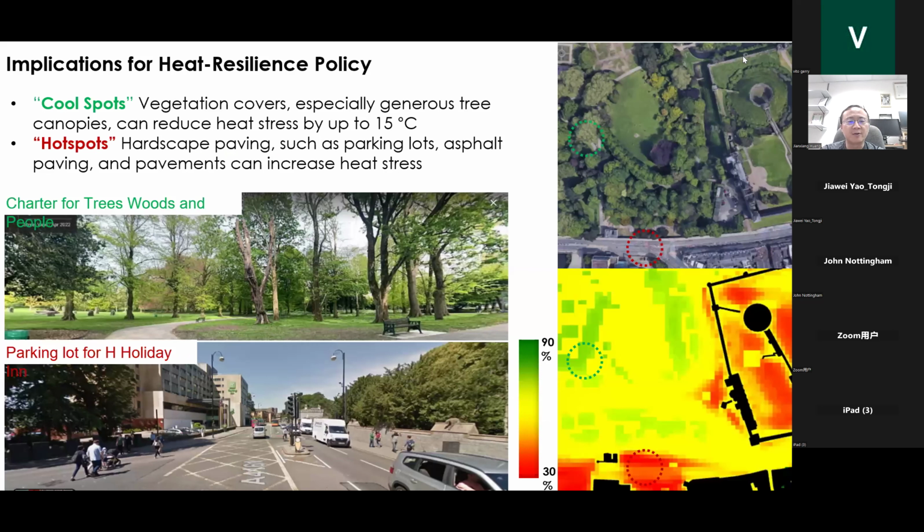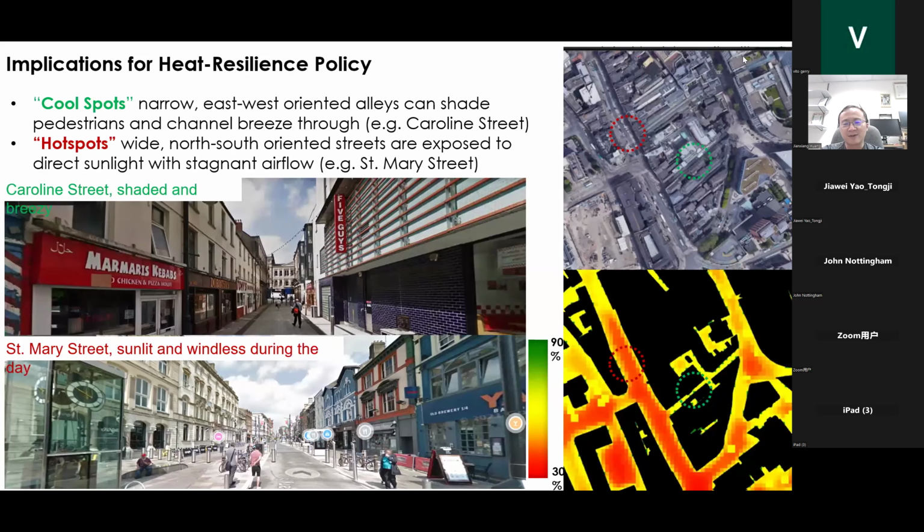The medieval urban fabric in the center of Cardiff also provides some lessons. We're looking into these east-west and north-south oriented streets, such as St. Mary Street.